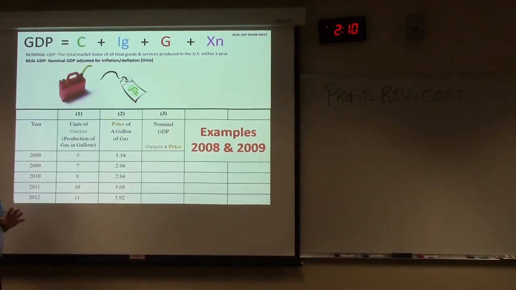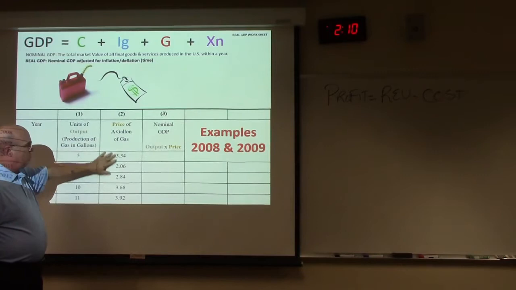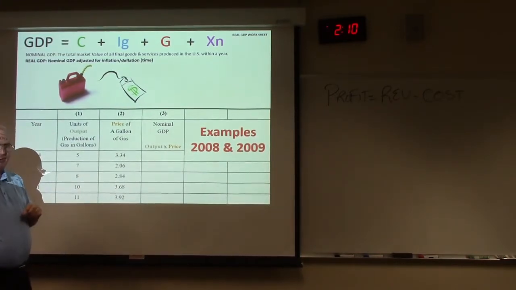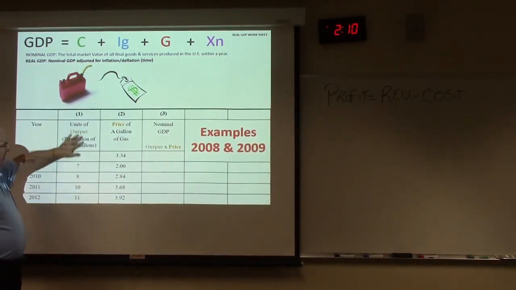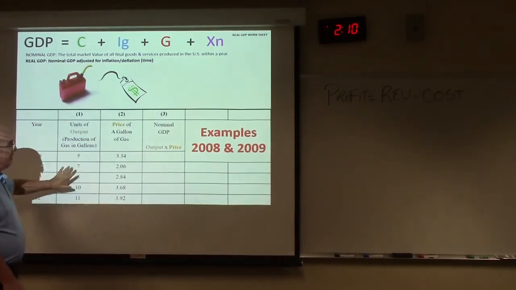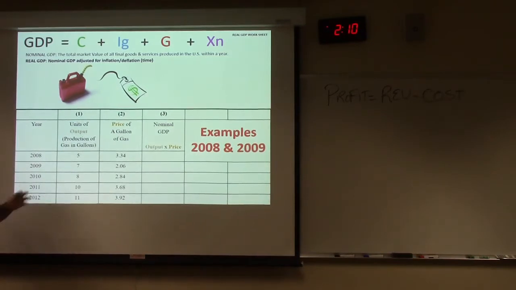Now remember, this is an example. Also, the price of the gallons of gas. Now these prices were identified on April 1st in these years. Yes, I couldn't resist, it's April Fool's Day. That was the average gallon of gas for those years. So we're going to pretend that this is the things that were produced, and this is the price of everything that was produced. So we go ahead and calculate nominal GDP.